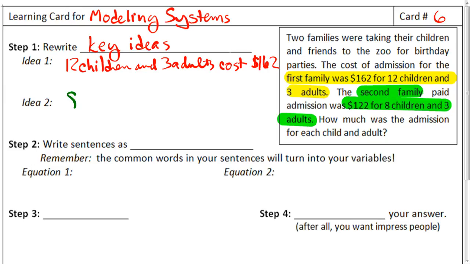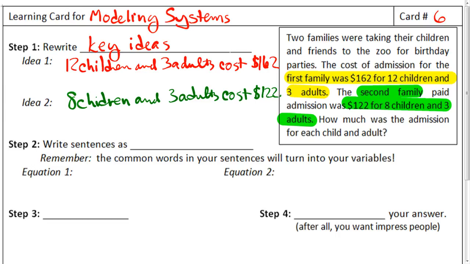So 8 children and 3 adults cost $122. Now, of course, obviously pause here as you need to catch up. That's the nice thing about doing this on video. Plus, you don't have to hear my stories.